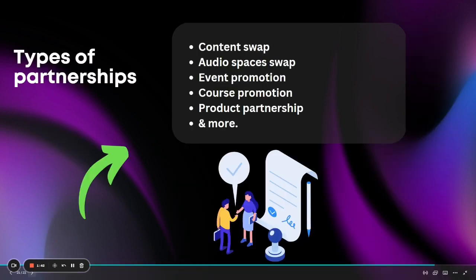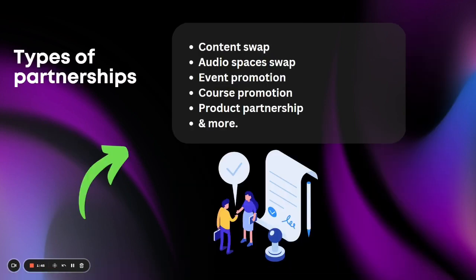So, different types of partnerships. You could do a content swap, where maybe a certain community shares a piece of your content with a link to your community, and you do the same for them. Perhaps they make a certain piece of content for you, or they talk about you in their content, and you do the same with your content. The same thing could be done with audio space swaps, right? Maybe you host an audio space together. Maybe they have you on one of their spaces and you have them on one of yours.